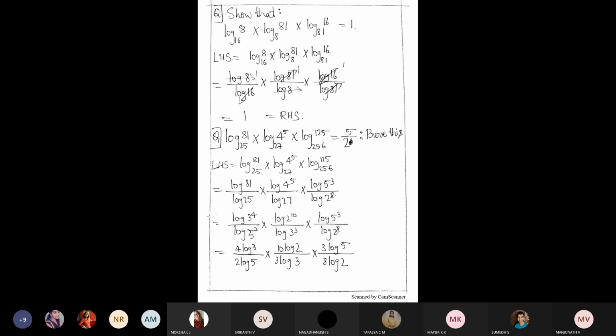Understood? Now come to the other side, 6x cubed to the power of 2. This becomes 6 square as it is, and this becomes x to the power of 3 to the power of 2 as usual.